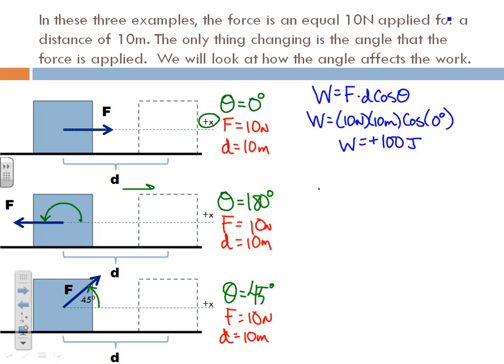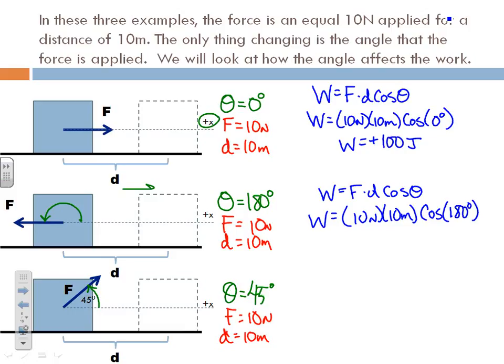All right. In the second example, we have the same equation, F D cosine theta. A force of 10 newtons, a distance of 10 meters. Should be the same, except the cosine of 180 degrees gives us a little different answer. Cosine of 180 degrees actually gives us a negative 1. So we have negative 1 times 10 times 10, which gives us the total work done by this force of negative 100 joules. Now there is a big difference between negative 100 joules and positive 100 joules, and I'll bring that up in just a moment.